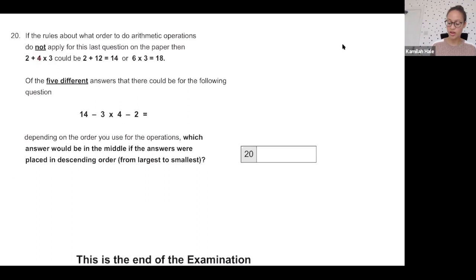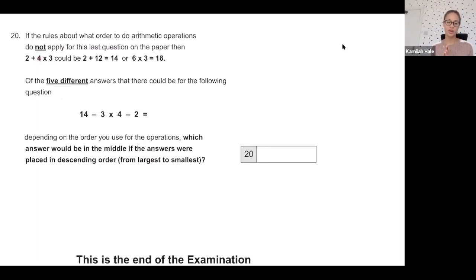So they're doing us a favor and telling us that there are 5 different answers when we work out this one. And it says, depending on the order you use for the operations, which answer would be in the middle if the answers were placed in descending order from largest to smallest?